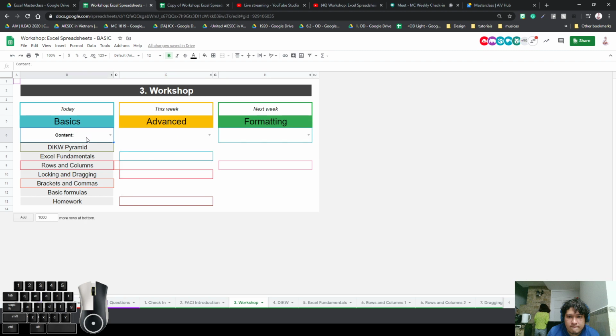Okay, so the basics, which is today. We're gonna focus a little bit on the mindset of Excel. We're gonna understand what this thing DQ is and so on. We're gonna understand some fundamentals and basic concepts you need to know about rows and columns, about locking and dragging, about brackets and commas, and the basic formulas.